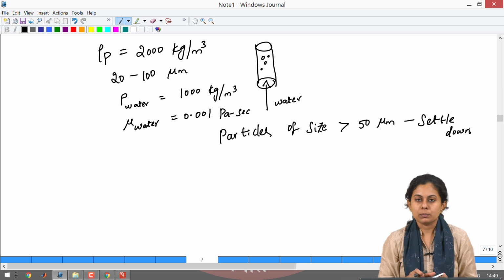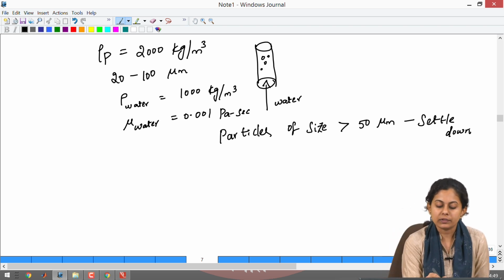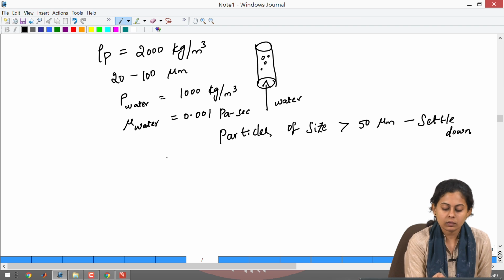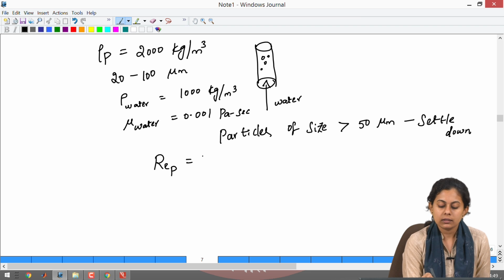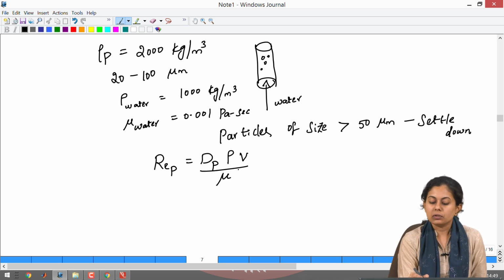So, the first approach to solve this problem is to find the Reynolds number of the particle. The Reynolds number of the particle is given as diameter of the particle, density, velocity by viscosity. But the unknown here is the velocity of the particle. Based on the Reynolds number of the particle, we can divide the settling of the particles into three regions.